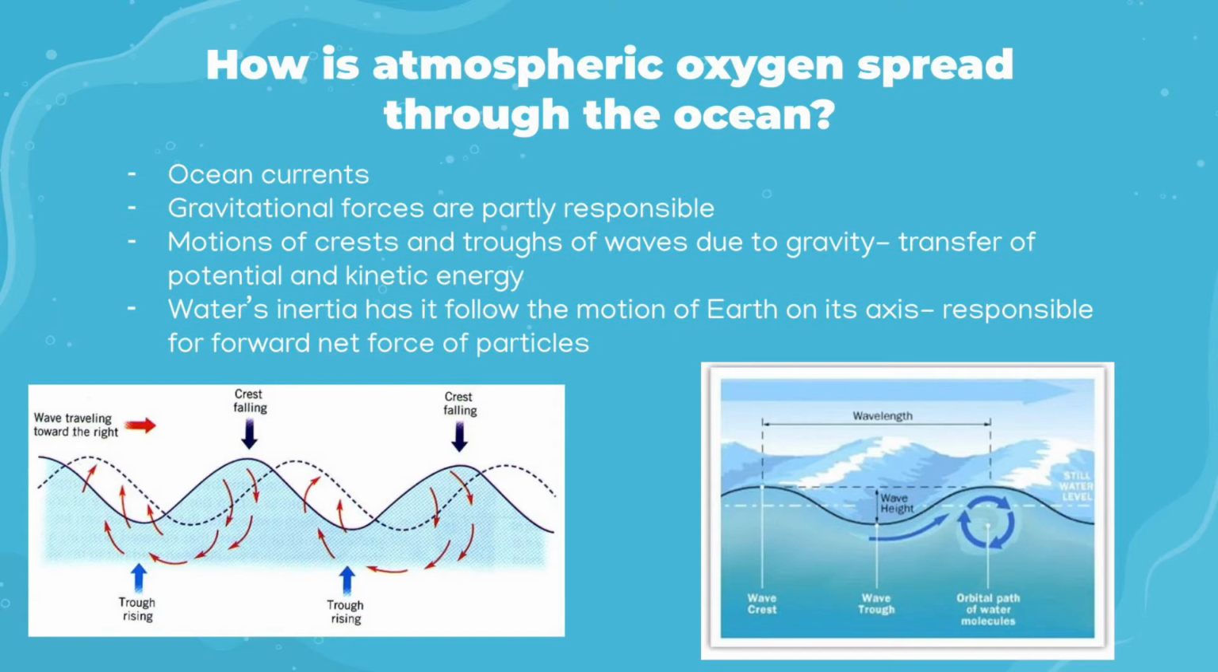As this occurs, the water is following the motion of Earth's spin on its axes due to Newton's first law, the law of inertia. Inertia is a body's tendency to resist change in motion. This is responsible for the curved trajectory we see in ocean waves. The physics behind ocean oxygenation is fairly simple, but helps provide life to many organisms.